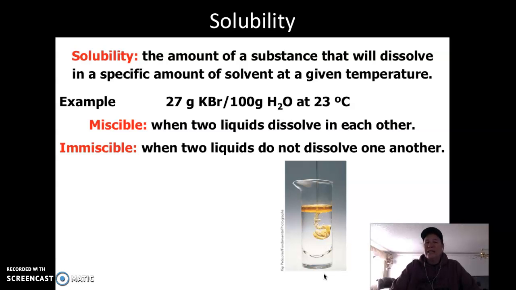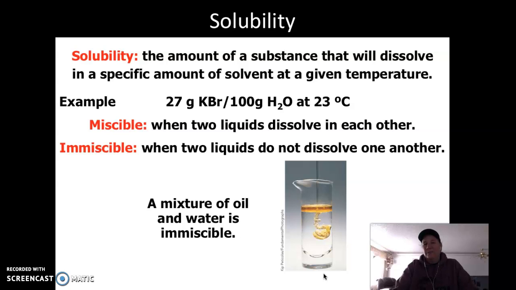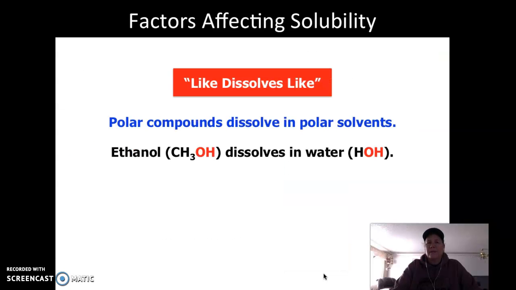There's soluble and insoluble, which is kind of like miscible and immiscible, but soluble and insoluble is for all substances, a solid and a liquid, two solids, whatever. Miscible and immiscible are only for liquids. Okay, here's a mixture of water. Like I said, these are immiscible because they just won't mix. You can shake them all you want. They'll still separate.